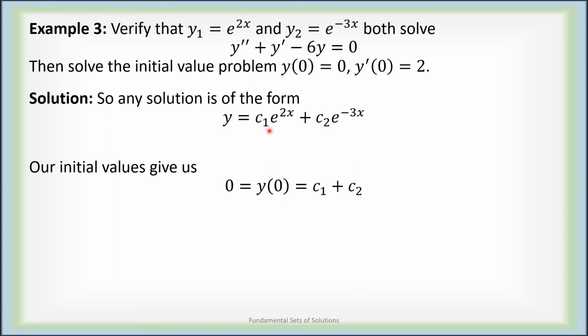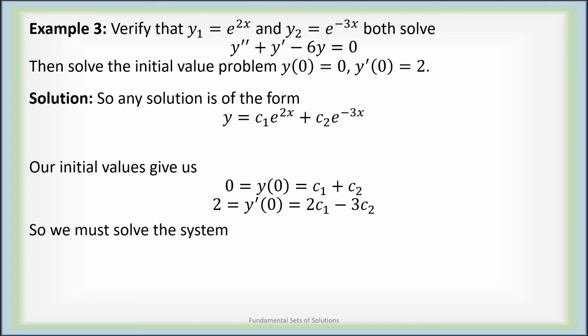But if I take the derivative of y, I'll get 2 c1 e to the 2x minus 3 c2 e to the minus 3x. Plugging in 0 sets the exponentials to 1, but y prime of 0 was given to be 2. So 2c1 minus 3c2 must be 2. Now we just have to solve the following system. c1 plus c2 is 0, but 2c1 minus 3c2 is 2. And c1 and c2 are just constants.